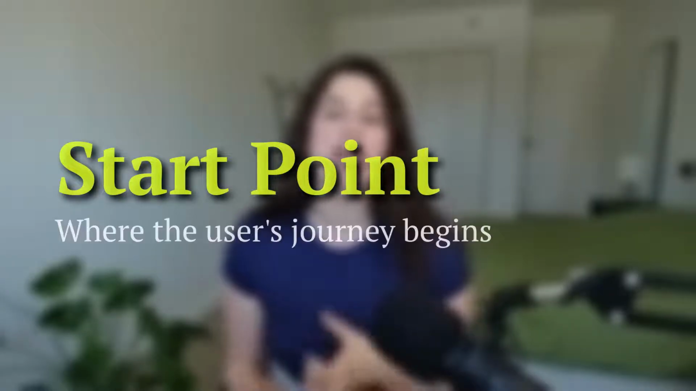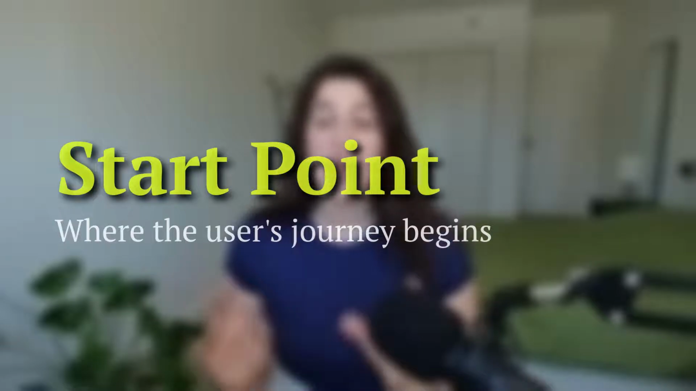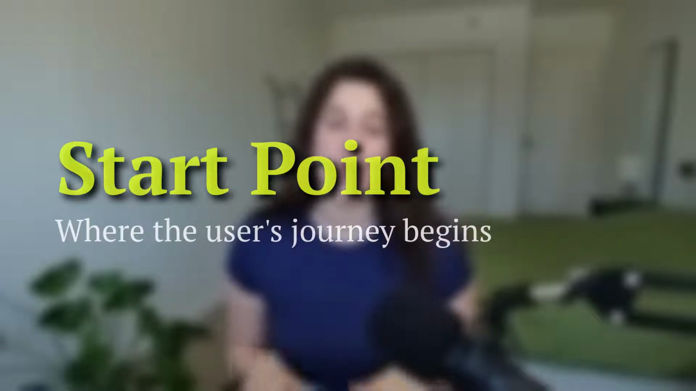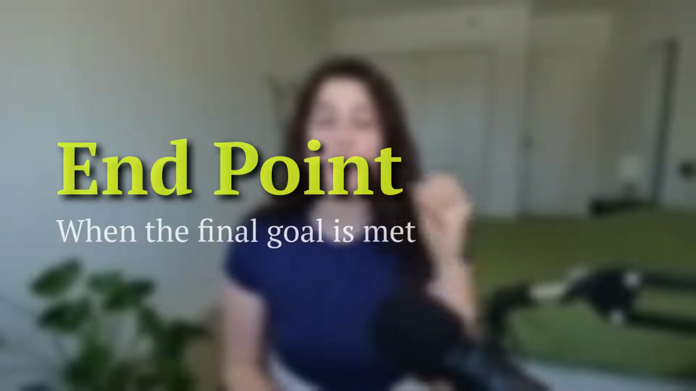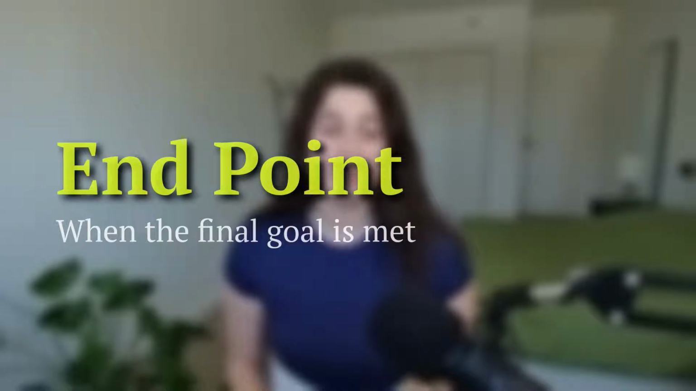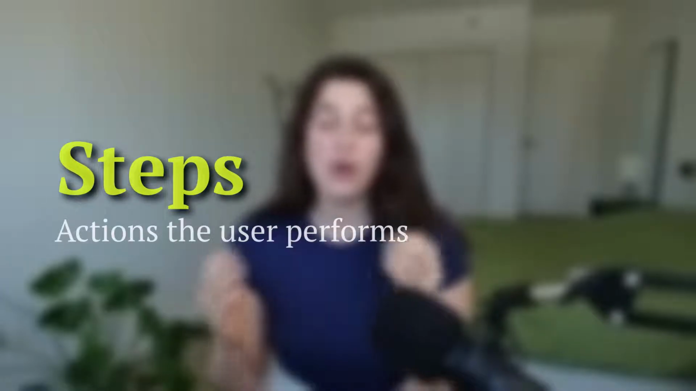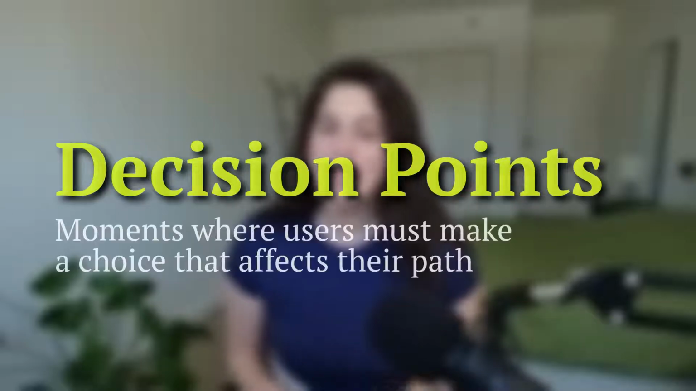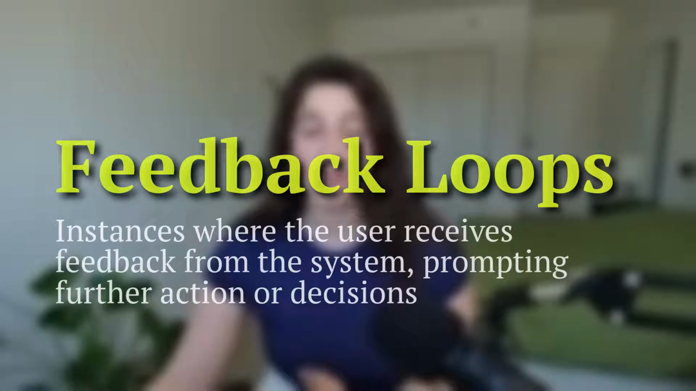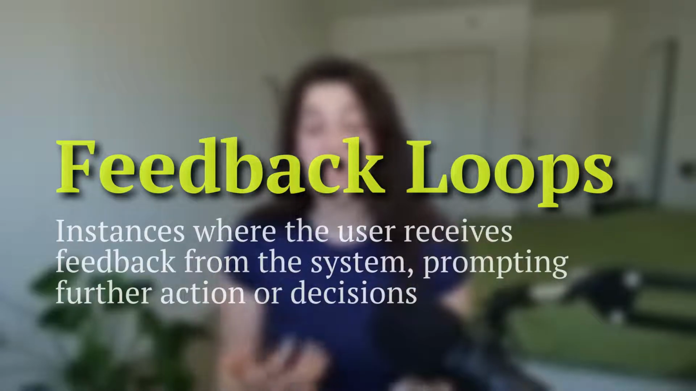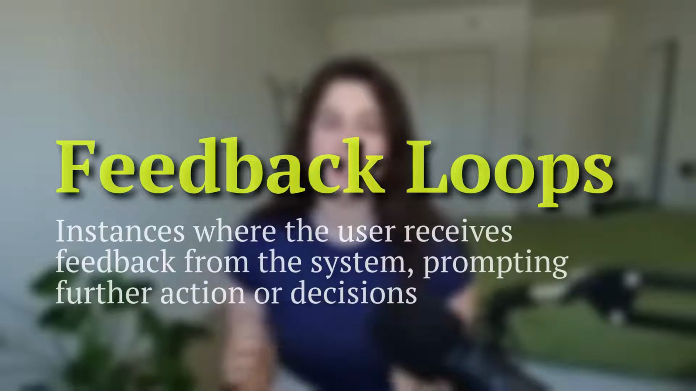The starting point is where the user's journey begins. While it's often the home screen, it can be any page on the app. The endpoint is when the final goal is met or the task is completed, wherever that may be. The steps or actions that the user performs are also part of the user flow diagram. Decision points are moments where users must make a choice that affects their path. Last but not least, feedback loops are instances where users receive feedback from the system, prompting further action or decisions.